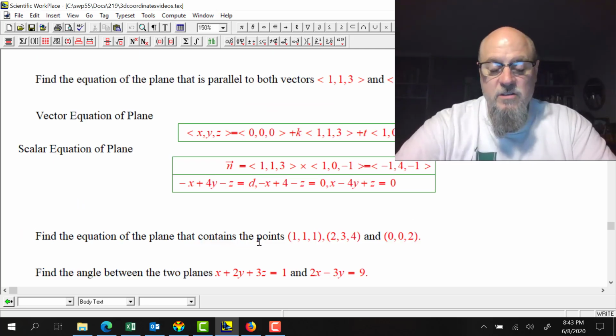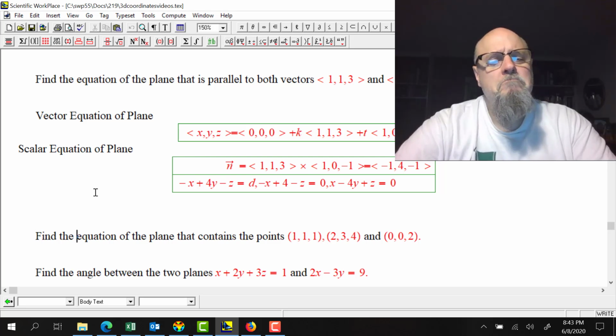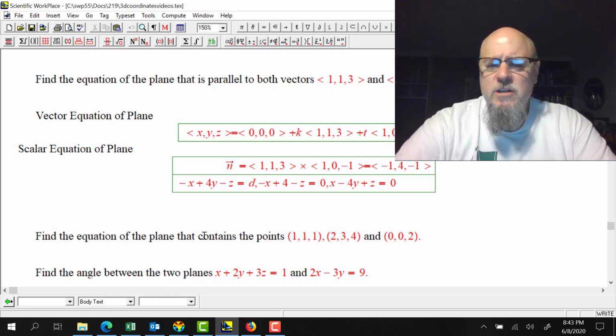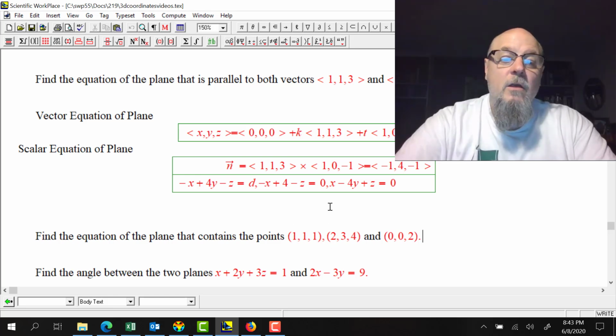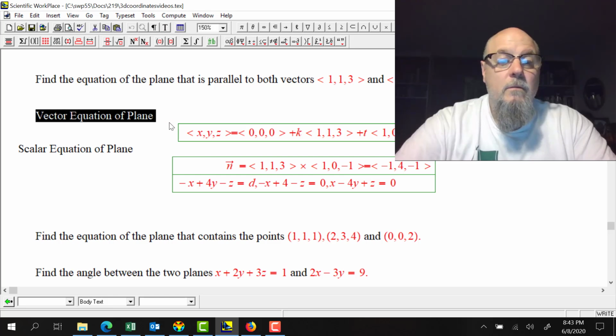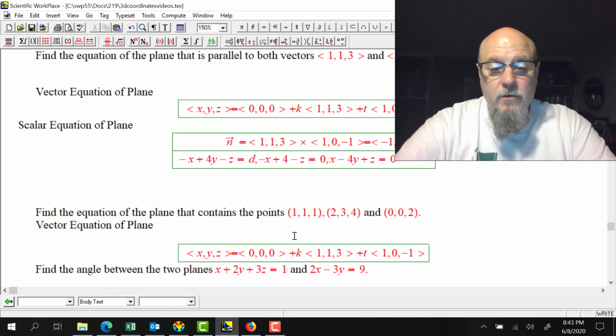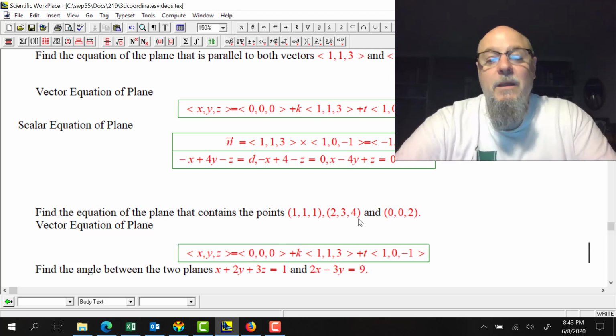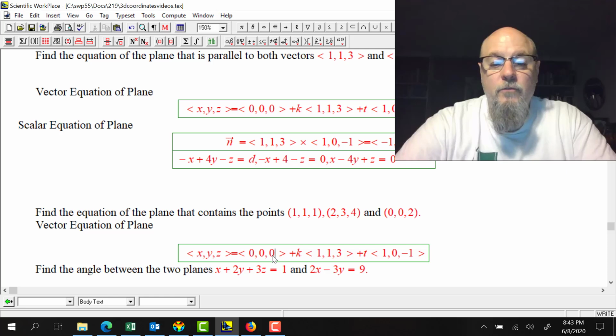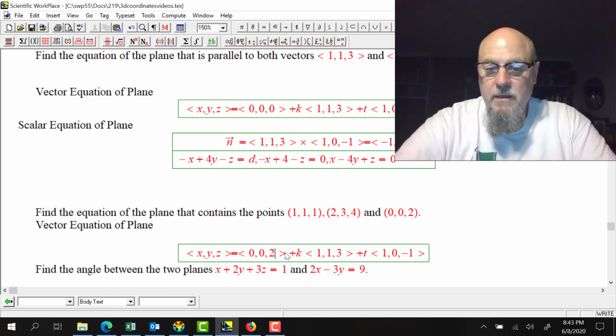Here's another: find the equation of the plane. Let's find them both then. Find the equation of the plane that contains the 3 points. Now for the vector equation of the plane, I needed a point. I've got 3 points, so I can pick any one of these. I'm going to pick the 0, 0, 2, arbitrarily.